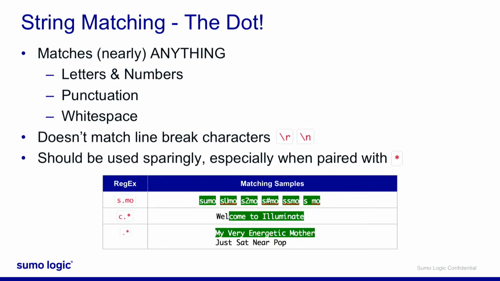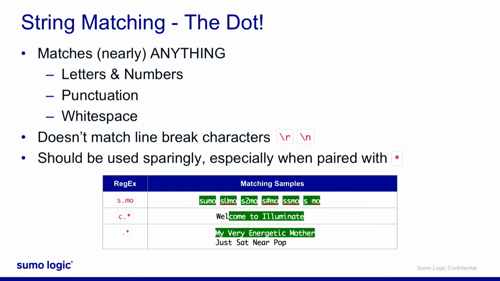And finally, our friend, the dot. We call it a full stop. I think you call it a period. So it matches nearly everything. Letters and numbers, punctuation, white space. It doesn't match line break characters. So good example, as you see down the bottom here, if I want to capture everything from the start to the end, it's going to stop when we hit a line break.